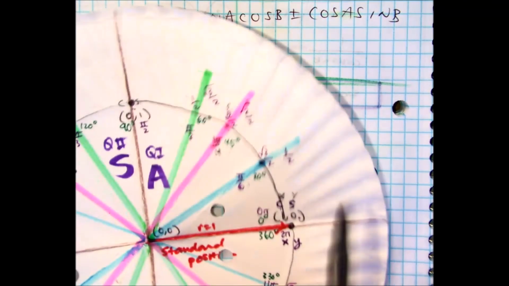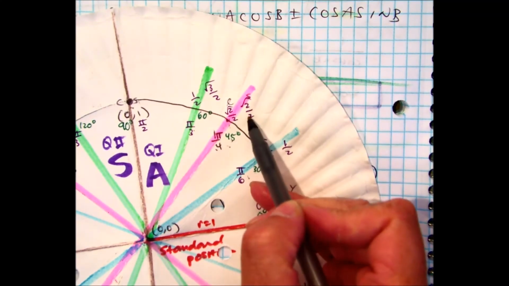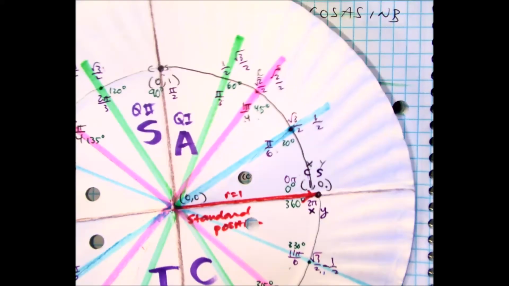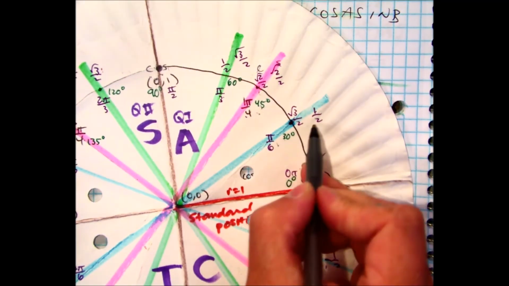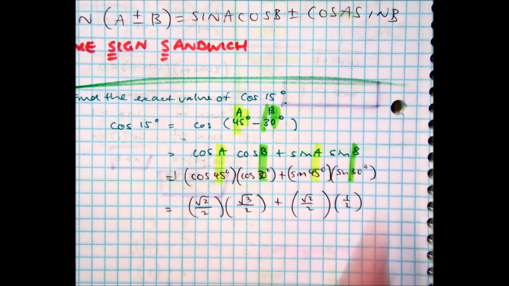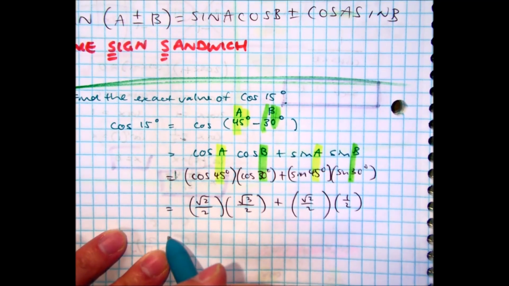Sine at 45, radical 2 over 2. And sine at 30, 1 over 2. And now we're just going to simplify.